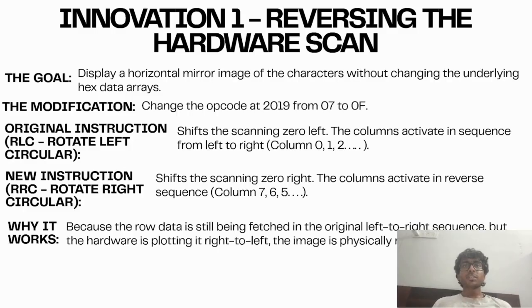This helps a lot, because generally if we want to mirror image a character, we would have to write the entire code from scratch. Instead, we can just reverse the sequence and easily get a mirror image. The change made was at 2019: 07, which was for RLC, was changed to 0F, which was for RRC.